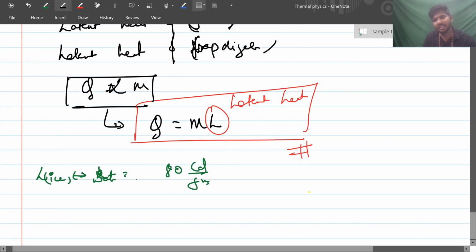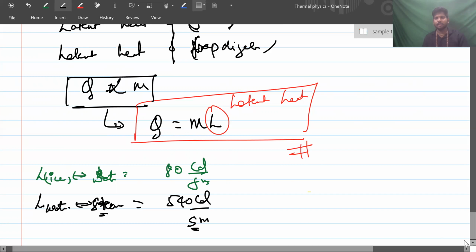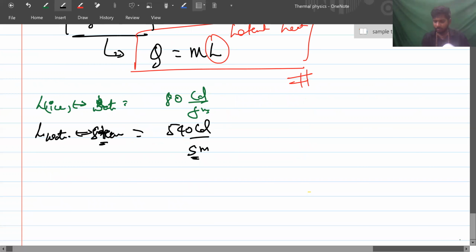In exams generally, these years he is giving the values. But I am just trying to ensure that if very standard things are given, you need to know those values also. Latent heat of water to vapor, water to steam, is equal to 540 calorie per gram. Okay. That means, what is latent heat? If you keep m equal to 1 gram, you will get L, the amount of energy required to change the phase from one point to another.